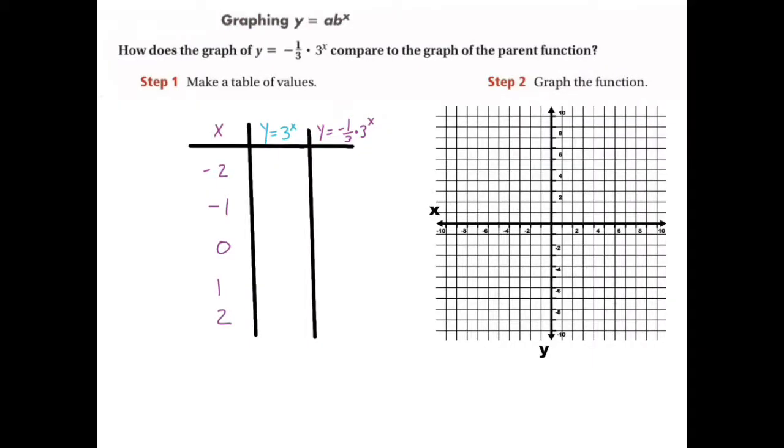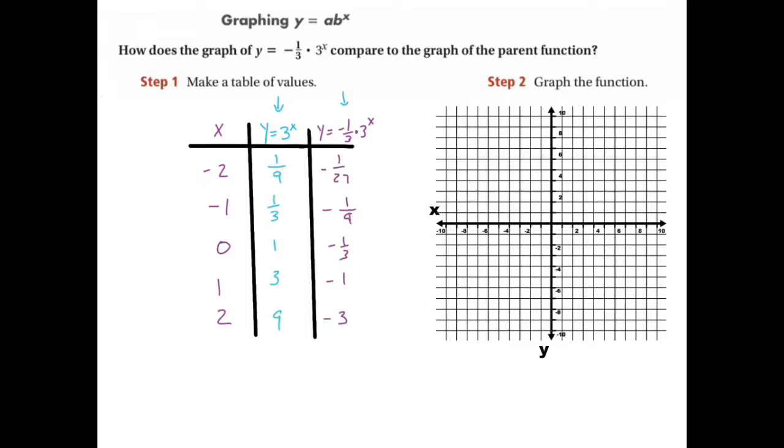So in our first example, it says, how does the graph of y equals negative 1/3 times 3 to the x power compare to the graph of the parent function? So what we want to do is create a table of values for our parent function for this particular exponential, and then the one where we see it compressed by the negative 1/3. So we're just going to fill this in. You can type this in your calculator, fill in your values, and get your values accordingly.